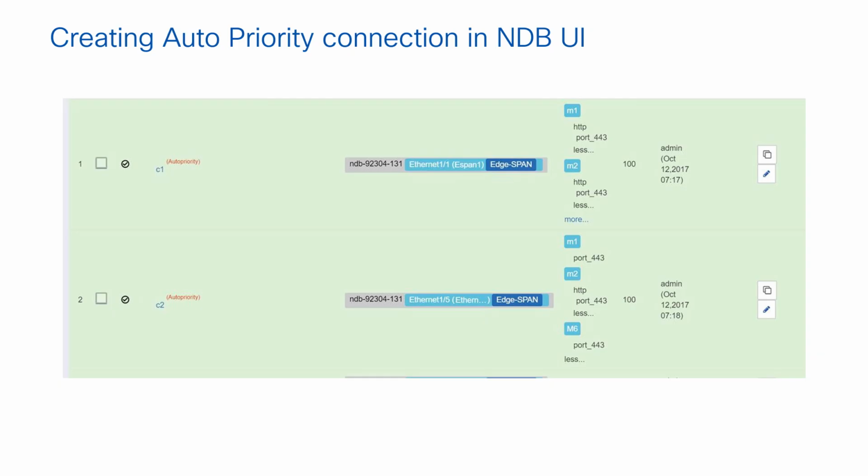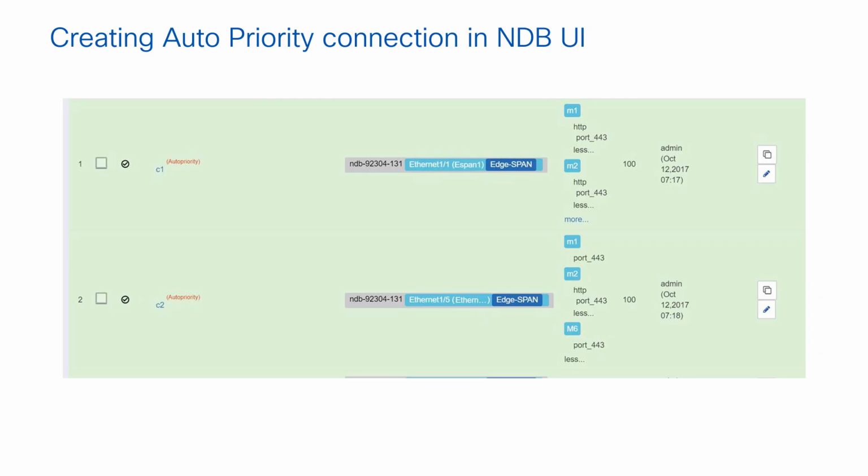As you can see, under M1 there are two filters, HTTP, which is port 80, and 443. And for M2, in the same connection, it is 80 and 443. The priority is automatically selected; we don't need to configure anything. So the intent I showed in the previous slide is created by two auto priority connections.